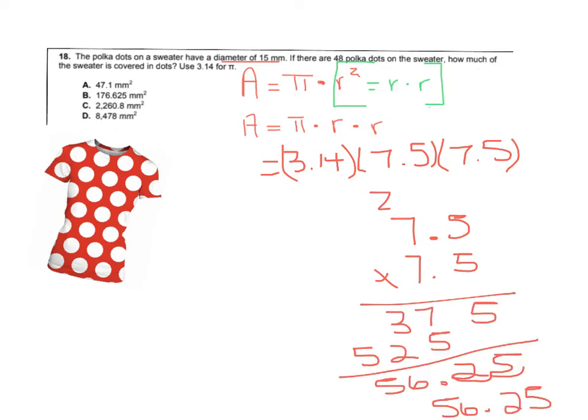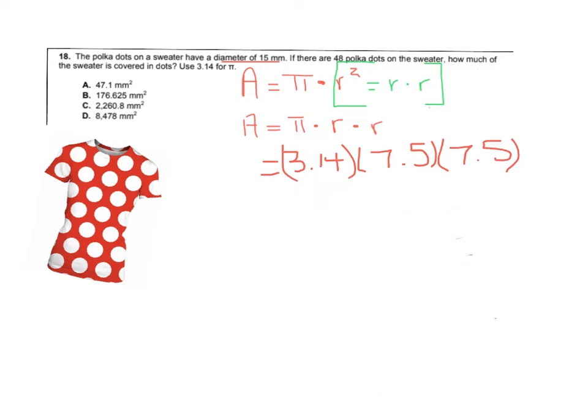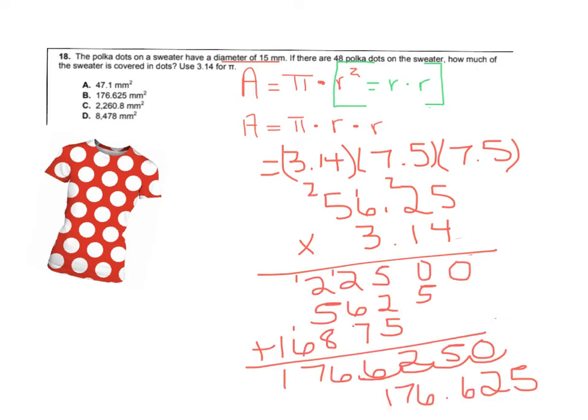Okay, so as you can see in the multiplication, we now end up with radius times radius, which is 56.25. And so now we're going to take 56.25, or 56 and 25 hundredths, and multiply that times 3.14. And so we end up with an area of 176.625, or 176 and 625 thousandths.